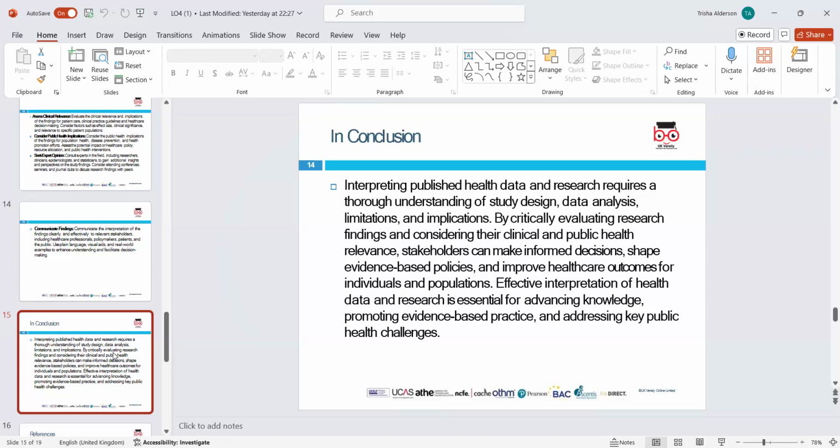Effective interpretation of health data and research is essential for advancing knowledge, promoting evidence-based practice, and addressing key public health challenges. So all the research that we do, all has to be done correctly. It's got to be evaluated, and then it's got to be laid out to people in basic terms so people understand exactly what's been going on. We need to find evidence-based proof in order to inform practice.